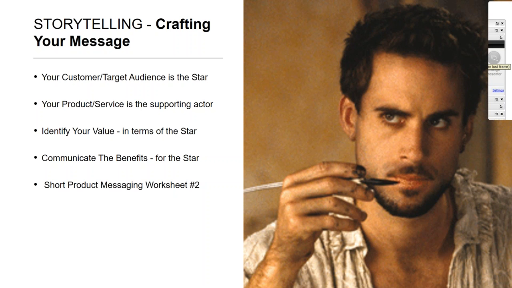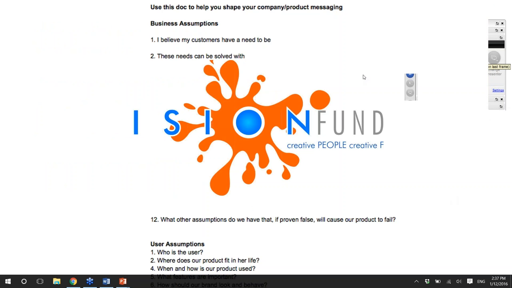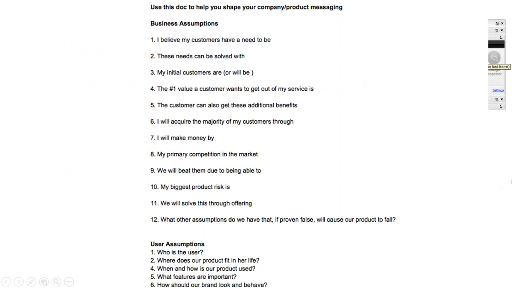And a great way of doing that is, again, answering a few questions about your business and your ideas. For example, what do you believe your customers need? How can you go about solving those needs? Who will your initial customers be for your idea? What is the number one value a customer wants to get out of your service? Is it speed? Is it convenience? Is it safety? Is it security? You need to be able to articulate what those things are.